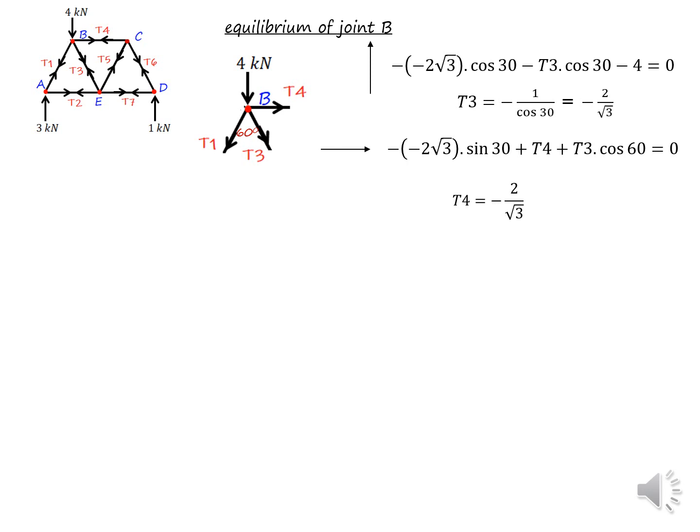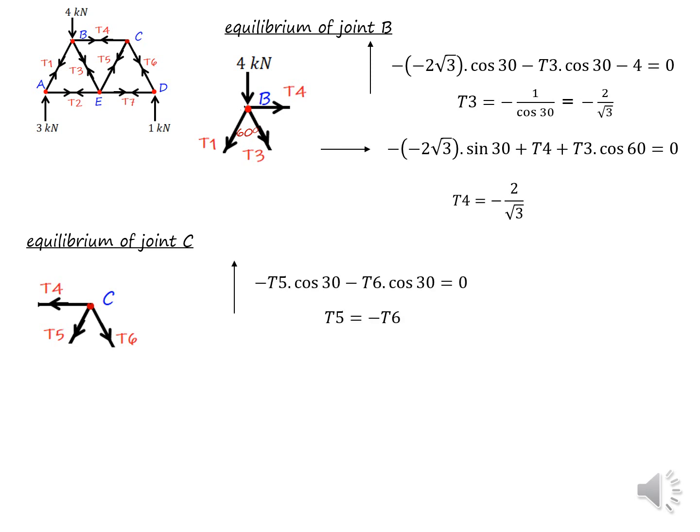Now I can move either to joint E, because we know T2 and T3, so the only unknowns are T5 and T7, or we can move to joint C, where the unknowns are T5 and T6. I'll consider equilibrium of joint C. Just draw the free body diagram for joint C. You can see T4 is a known value now. T5 and T6, we should find.